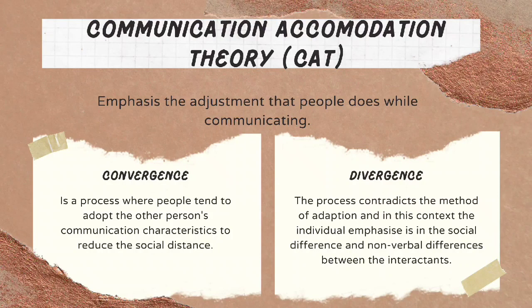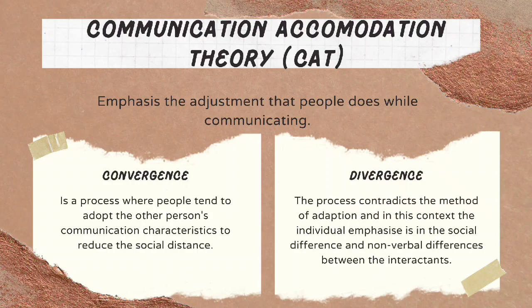First, convergence is a process where people tend to adopt another person's communication characteristics to reduce the social distance. For example, I'm Bisaya and stayed in Manila, so I tend to adopt their communication characteristics by speaking Tagalog in order to reduce the social distance.